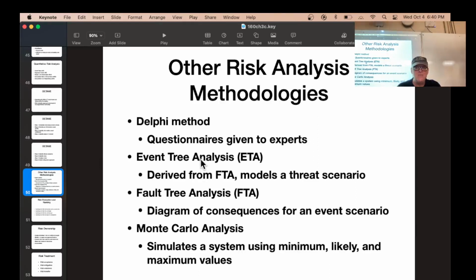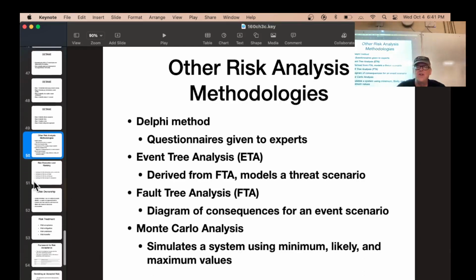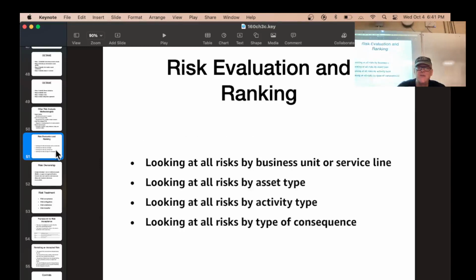People do tabletop exercises where they have people sit around a table representing all the different teams and say, we're going to have a scenario like bad guys put malware on the server and they start deploying ransomware. What are you going to do? And they talk about, you're going to call this person, you're going to call that person, and make sure you practiced what's going to happen. And then there's Monte Carlo analysis, where you estimate minimum, likely, and maximum values, and then try to use that to decide what range of consequences might come from the various threats.